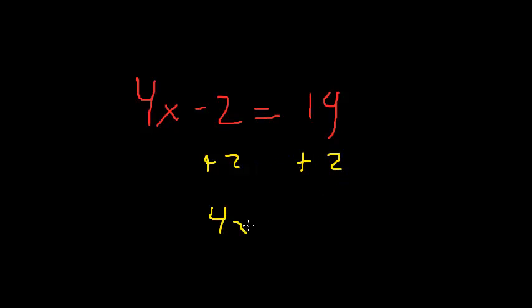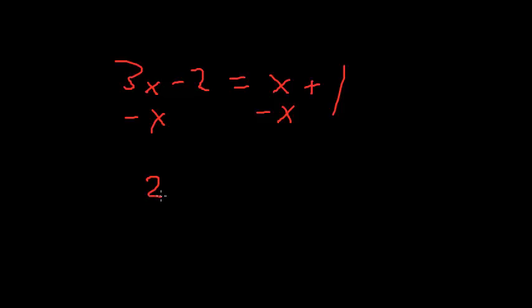Let's try 4x minus 2 equals 14. If we want to solve this, we first need to get our x term on its own, so we're going to add 2 to both sides of the equation. This now leaves us with 4x, no more 2 over here, and 14 plus 2, 16. Now we can use the multiplication property, divide both sides by 4, by that coefficient in front of our x, and that leaves us with an answer of x equals 4.